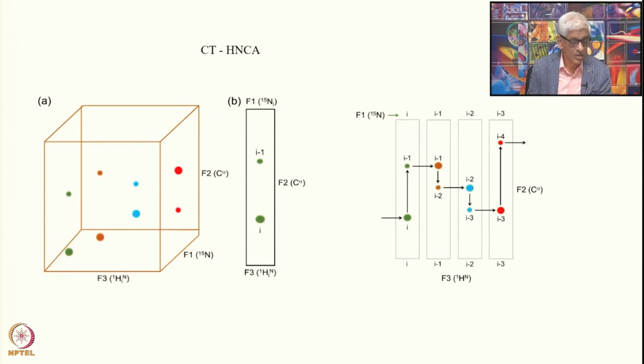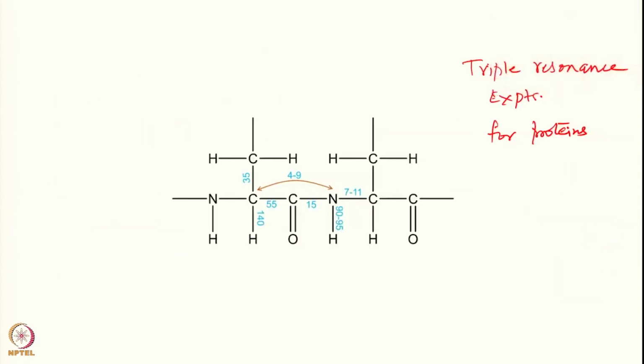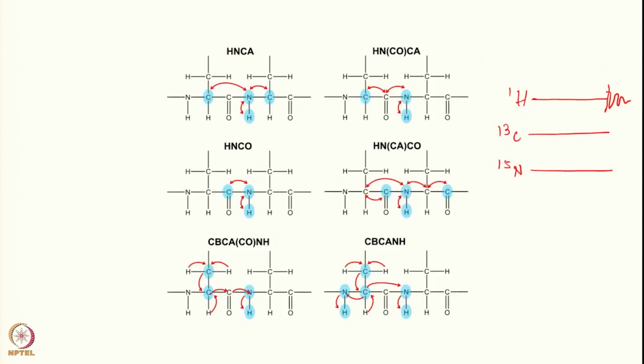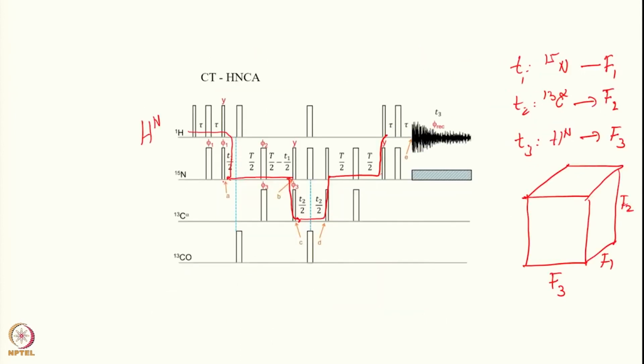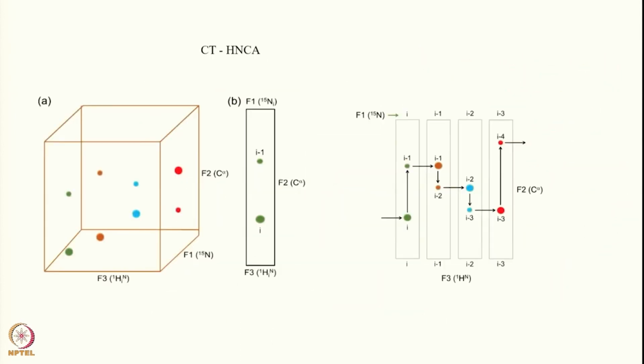So let me go back and show you what we had there, HNCA. If you look at this, we transferred from the amide proton to the nitrogen, and from the nitrogen we transferred to both this C alpha as well as this C alpha. So this is the self residue I and residue I minus 1. Therefore both things have to be reflected in your spectrum, and that is what is happening here. You have 2 peaks at each amide proton chemical shift: one belongs to its own C alpha, the other to the neighboring C alpha, which is the I minus 1 residue.